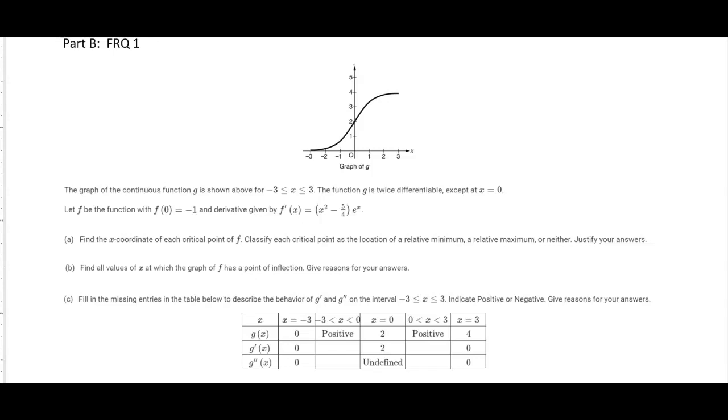So number 1, part A. Find the coordinate of each critical point of f and classify it as a min, max, or neither and justify your answers. So part 1, we want to find the critical values. Part 2, we want to decide if they're min, maxes, or neither. And part 3, we need to make sure that we justify our answers. So show your work and explain why, in other words. All right, so let's begin.